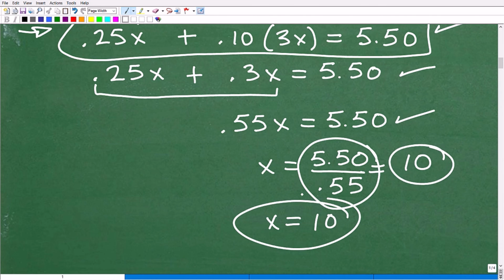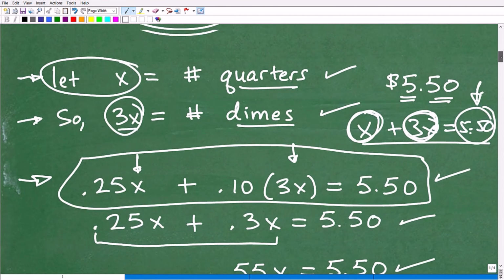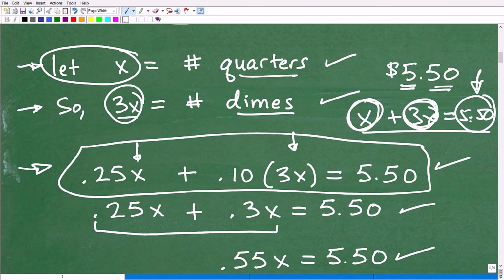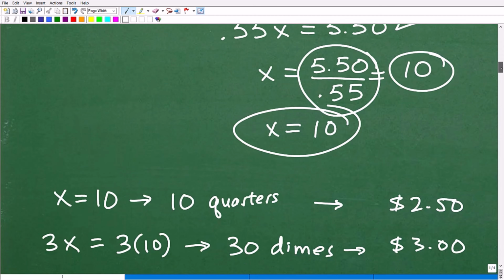So there you go, you got a nice solution: x is equal to 10. But what does that mean? Well, what was x again? You have to go back up here. Remember, we said we're going to let x equal the number of quarters. So x is equal to 10, so we have 10 quarters. If we have 10 quarters and 3 times that number of dimes, then we have 30 dimes, right?